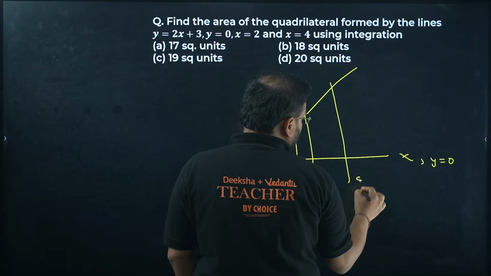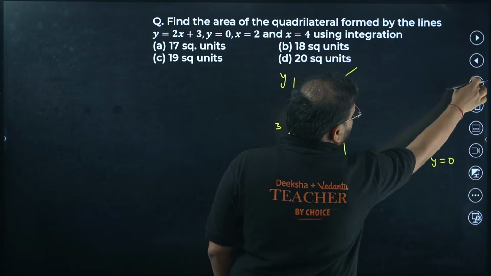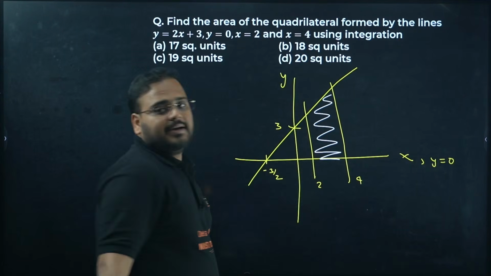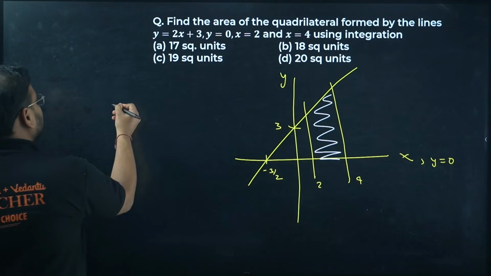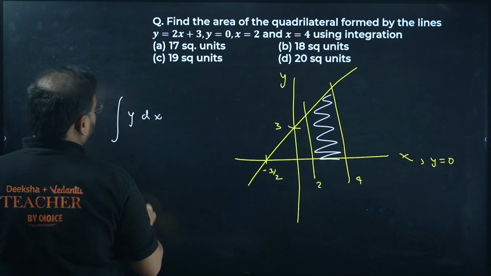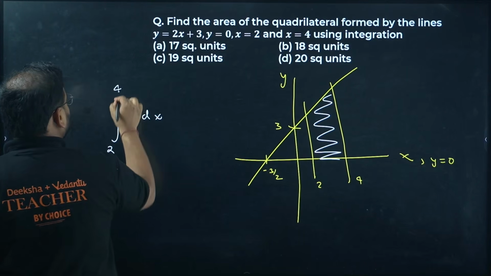2 and 4. So what is my required area, beta? What is my required area? Check here. This is my required area. How do you find that? So basically integrate the function y dx from where to where? From 2 to 4. Check here.